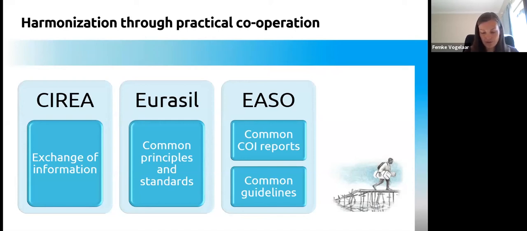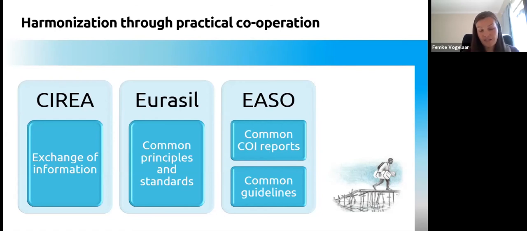Eurasil worked towards ensuring access to the same information sources that have been collected and assessed in compliance with common standards and principles. So one of the first key objectives of Eurasil was to establish those common standards and principles. And they were laid down in the 2008 Common EU Guidelines for Processing COI.